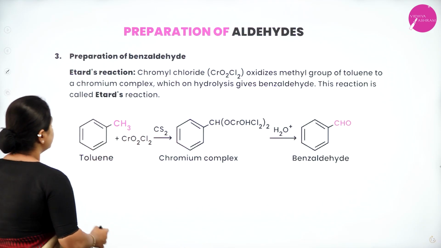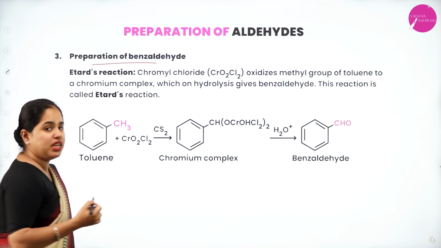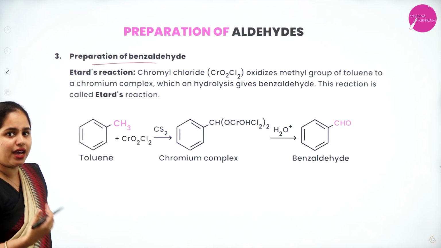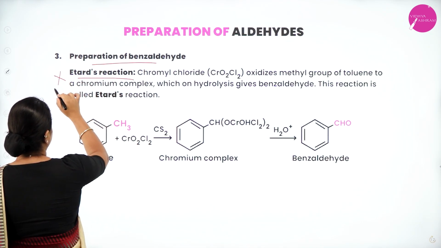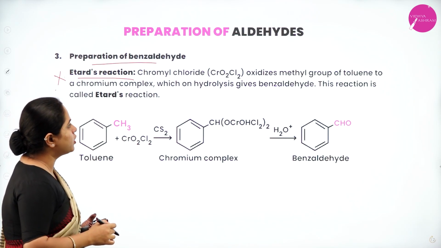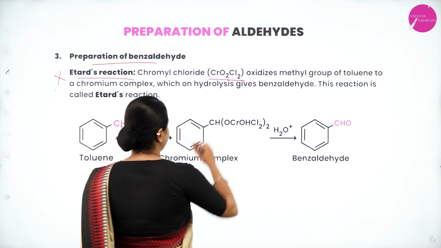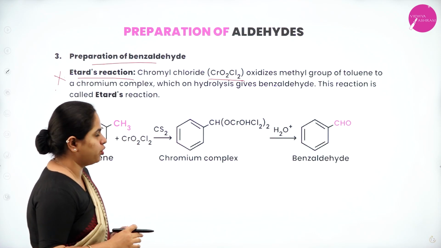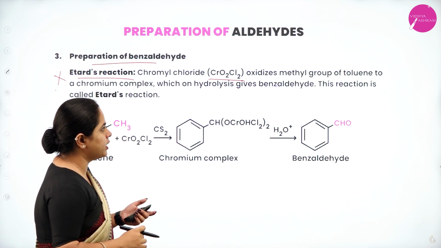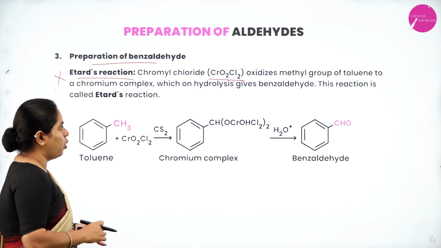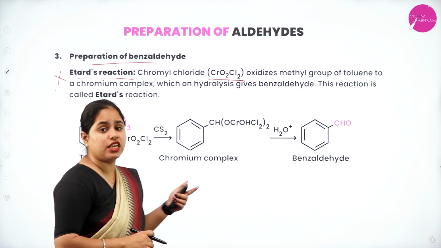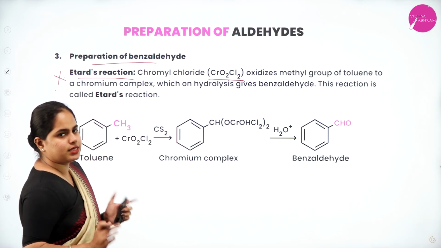The next one is preparation of benzaldehyde. So, we are going to discuss aryl aldehyde here. This is called Etard reaction. Again, it is important. Chromyl chloride, CrO2Cl2, is the initial reagent we are going to use. Chromyl chloride oxidizes the methyl group of toluene to a chromium complex, which on hydrolysis gives benzaldehyde. So this is called Etard's reaction.